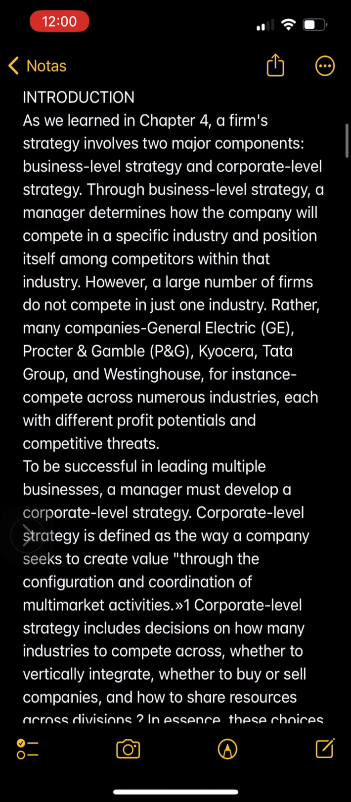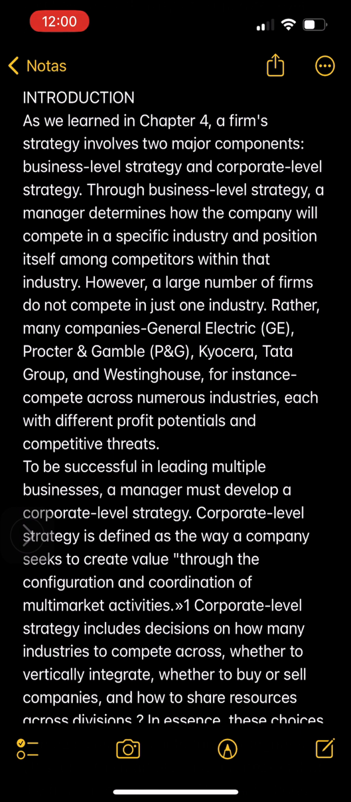Introduction. As we learned in Chapter 4, a firm's strategy involves two major components: business level strategy and corporate level strategy. Through business level strategy, a manager determines how the company will compete in a specific industry and position itself among competitors within that industry. However, a large number of firms do not compete in just one industry. Rather, many companies, General Electric (GE), Procter & Gamble (P&G), Kyocera, Tata Group, and Westinghouse, for instance, compete across numerous industries, each with different profit potentials and competitive threats.